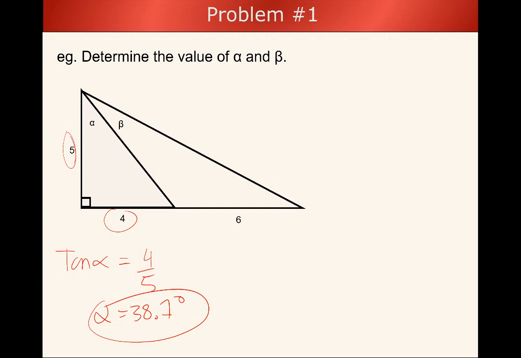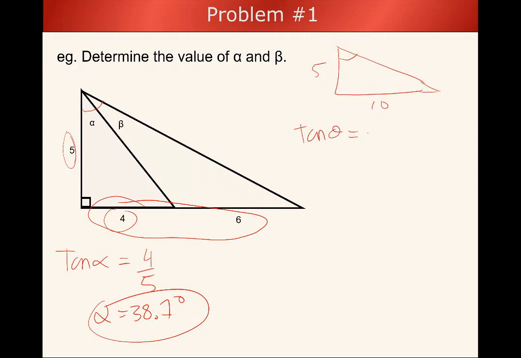Now to find the value of beta, first what we're going to need to do is find out what this entire angle is, because we know for the whole big triangle, we know that length, 6 and 4, is 10. So I'm just going to redraw it right here for you so you can see. So I'm going to solve a triangle with this big angle here, alpha and beta together. That side length is 10, and this side length is still 5. So I'm going to go tan, and I'm just going to call it theta, since that wasn't already being used. And opposite over adjacent is 10 over 5. So I go 10 divided by 5, which is 2.